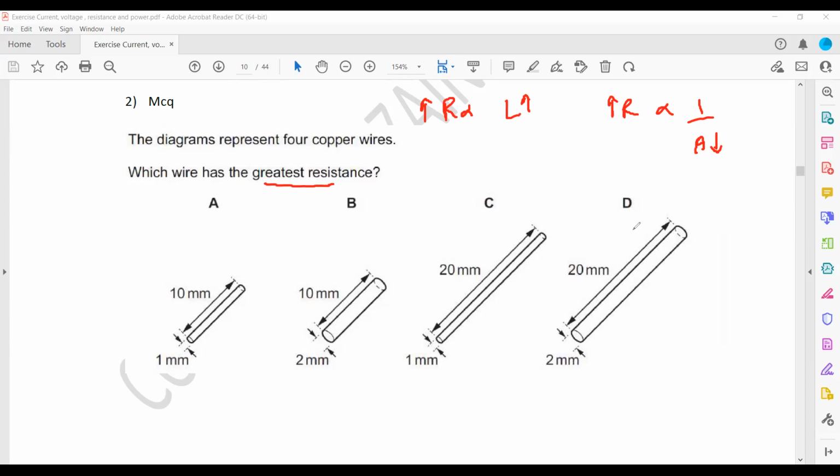When we check A, B, C, D, C and D are the longer wires. And which is thinner? C is thinner. So C will have the highest resistance because C has a small area, so high resistance, and C is longer. That's why it will have more resistance. So increasing the length will increase the resistance, and decreasing the area will also increase the resistance.